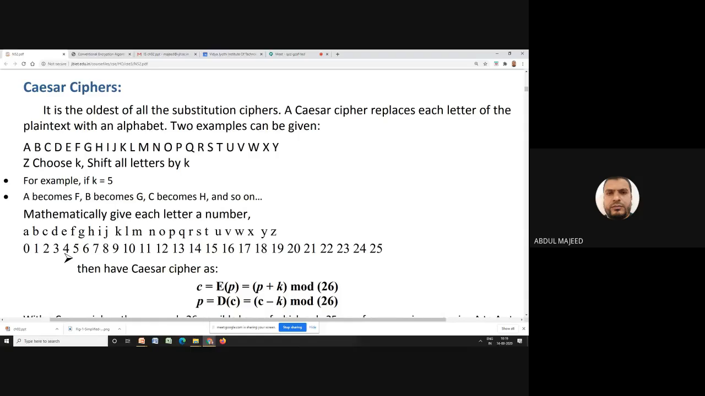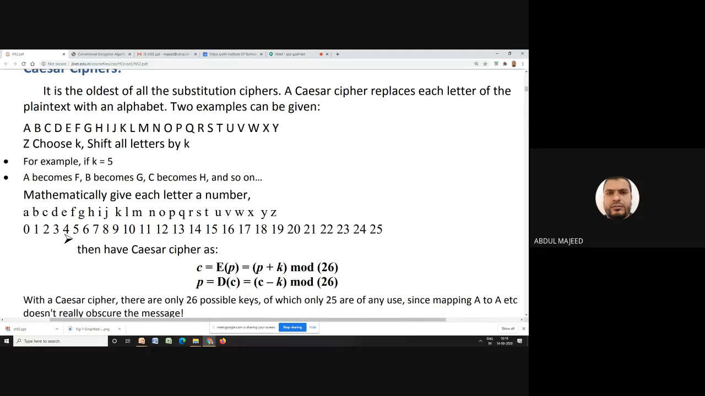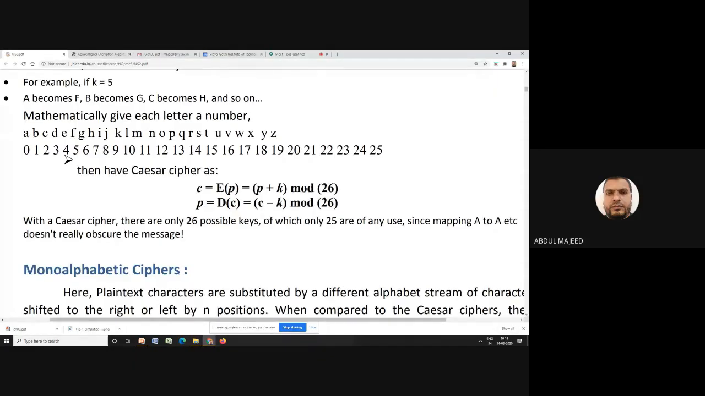That is called the Caesar cipher. One more technique in the Caesar cipher is that you can replace the alphabets ABCD with numbers. Whenever you are sending a message, you can follow this equation: while sending we add k to the plain text, and while decrypting on the receiver side we subtract k from the ciphertext.